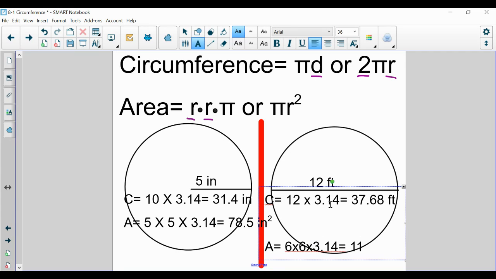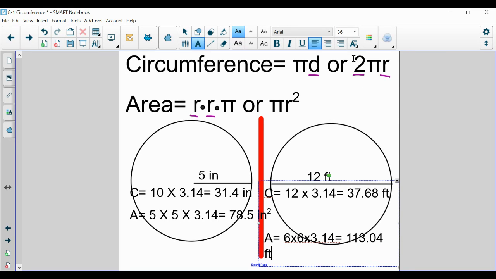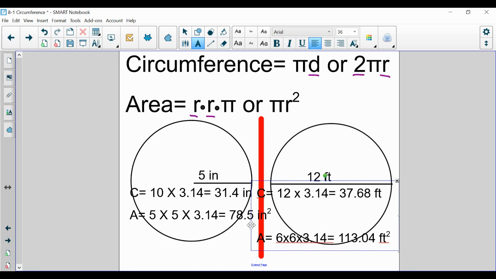From there, I get 113.04. Then again, I would say feet. And because this was feet times feet, I would say feet squared for my units. So that's how I would find the area and the circumference of circles with diameters and with radiuses.